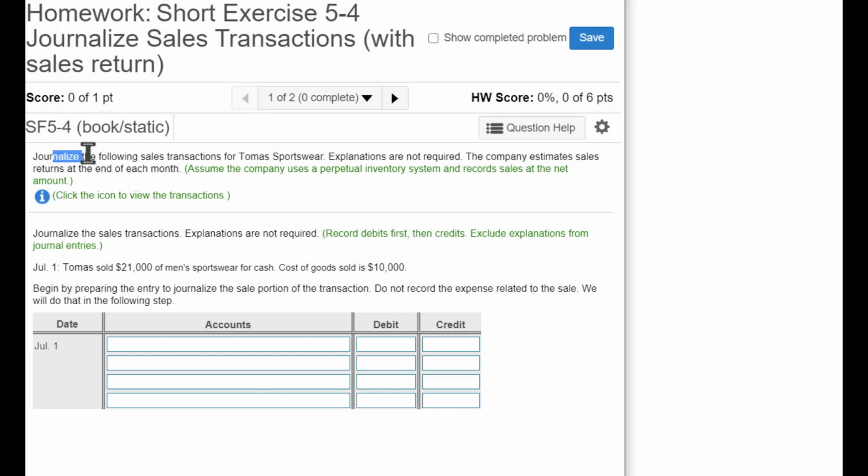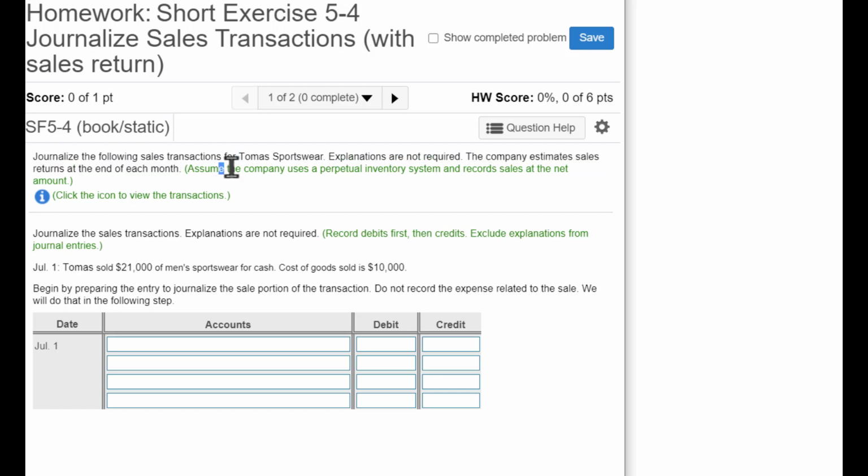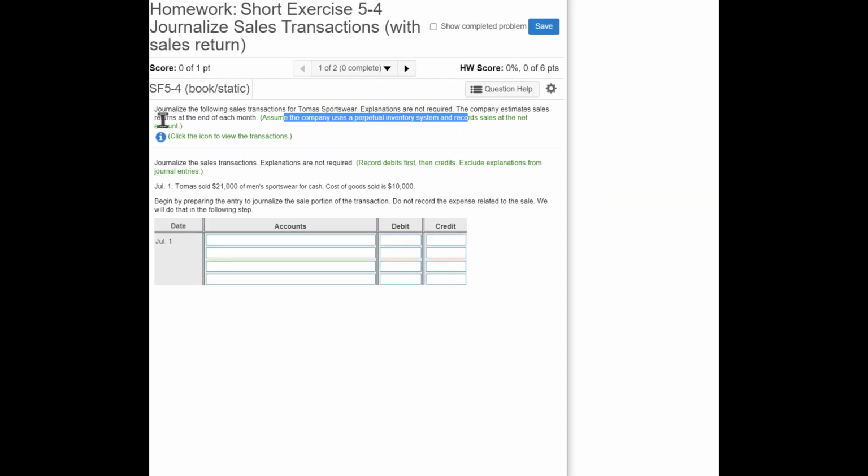So, journalize the following sales transactions for Thomas Sportswear. Explanations are not required. The company estimates sales returns at the end of each month. Assume the company uses a perpetual inventory system to record sales at the net amount. Click the icon to view the transactions.